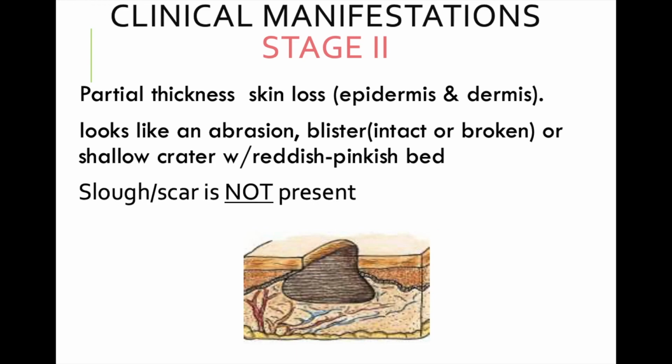Now for stage 2, think about a blister. So this is a partial thickness skin loss. This could be a blister that is closed, so it's still like a bubble formed, or a blister that popped. Okay, so it could be both. It could be a popped or intact blister. Okay, there is no scarring, there's nothing, it's just a little popped blister.